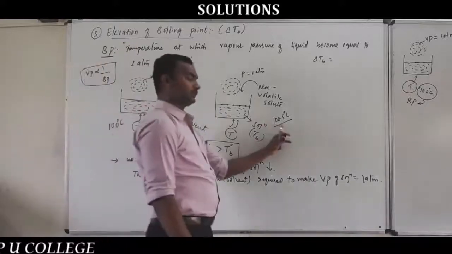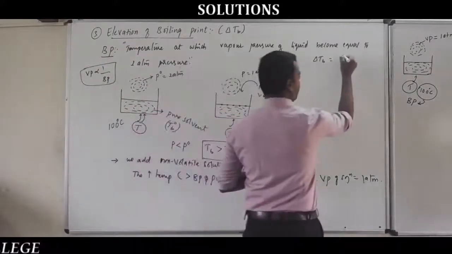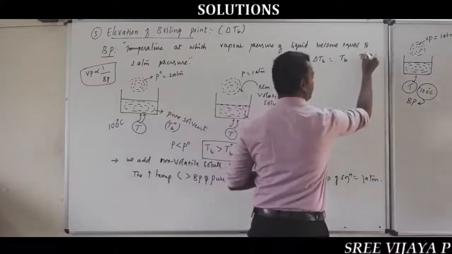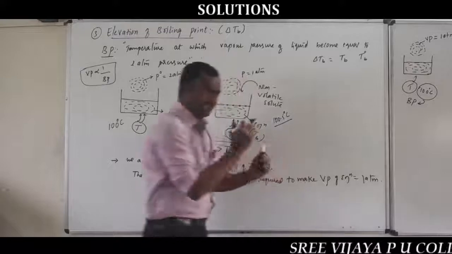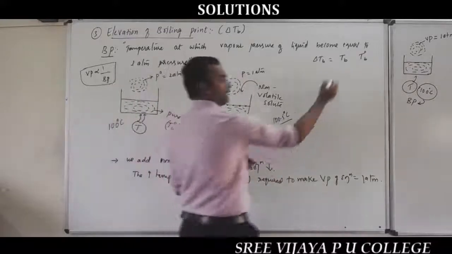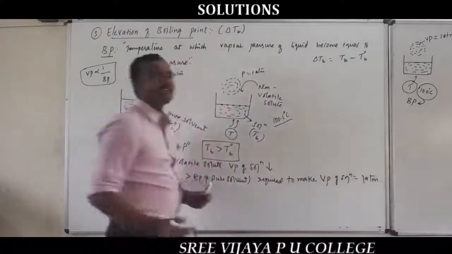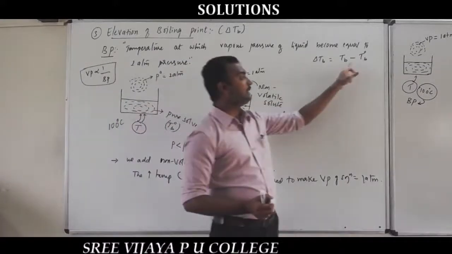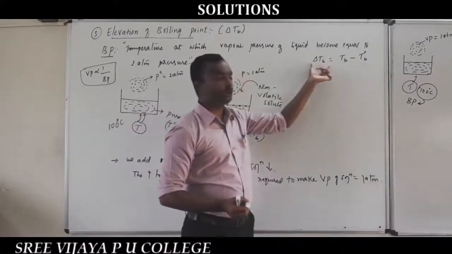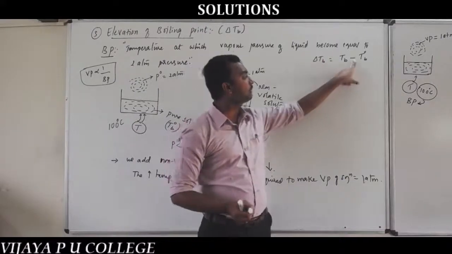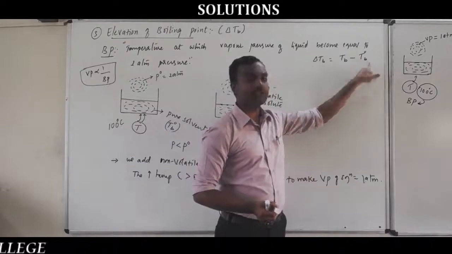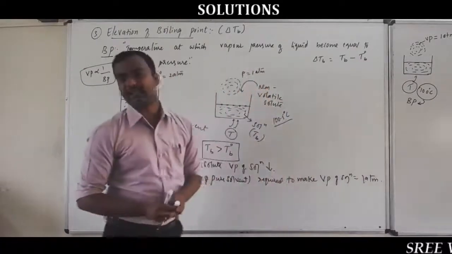So the higher one is the boiling point of solution, taken as TB. The boiling point of pure solvent is taken as T naught B. To check how much it has elevated, we take the difference. That is delta TB equals TB minus T naught B. Elevation of boiling point of solvent is equal to the difference between the boiling point of solution and the boiling point of pure solvent. That is called delta TB.